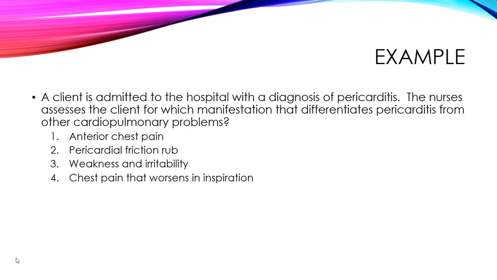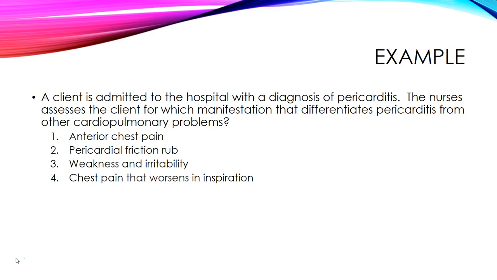So if you look at these answers, 1 and 3, and even 4 really are very general answers. That's one technique you can use. Because we're looking for something that differentiates this specific problem, we're looking for a more specific symptom. So chest pain, weakness, those are all very general symptoms that don't tell you the problem. Versus pericardial friction rub is a little more specific.